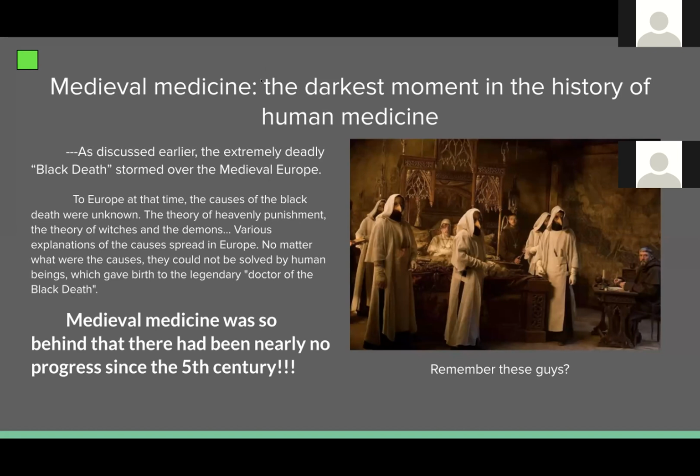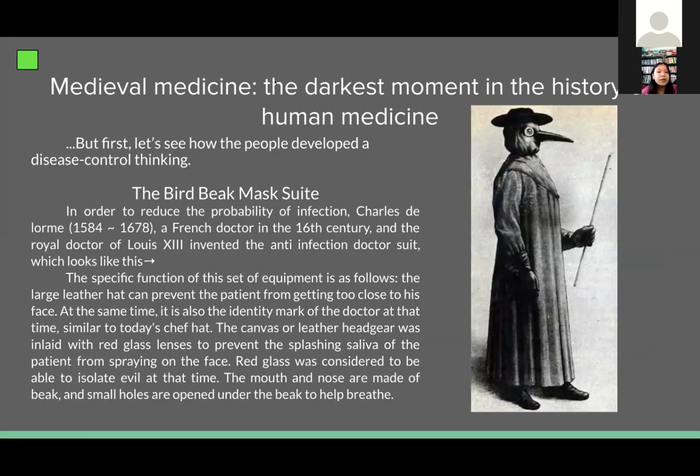No matter what the causes were, they couldn't be solved by human beings at that time, which gave birth to the legendary Doctor of the Black Death, which is shown on the right. And medieval medicine was so far behind, and there had been nearly no progress since the fifth century. Next slide, please. But first, we can see how people developed disease control thinking.